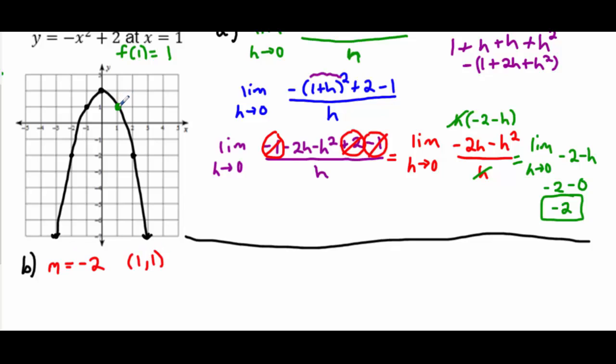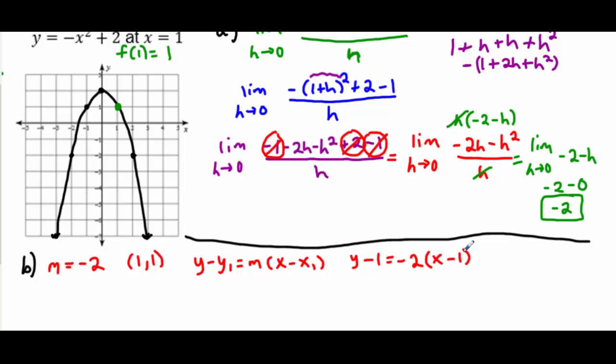Because it's going to go through that point with a slope of -2. So I'll remind you really quick, point slope is y minus y1 equals m times x minus x1. And so we're just going to plug these in. Y minus 1 equals -2 times x minus 1. And we're going to leave it like that.